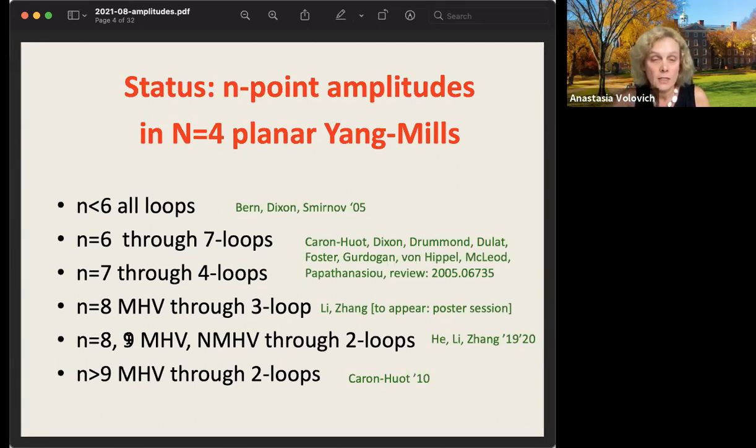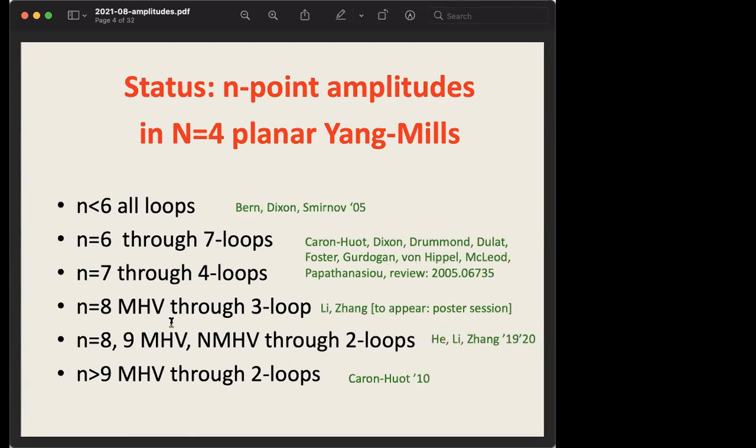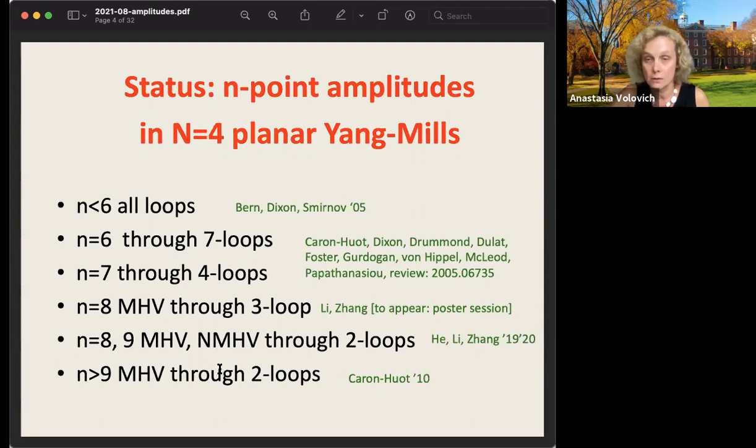Then when we increase from 8 to 9 points, MHV and NMHV have been computed in the last year by, again, Song, He, Li, and Zhang, in 2019 and 2020, and that's basically where the focus of my talk is going to be. I won't have much to say about the extra ones, I will mention them, but my focus is going to be here. Of course, if we just want MHV, it has been known through 2 loops due to the work by Simon for over a decade. Okay, so that's where we stand. Hopefully I didn't omit anybody, but that's the situation.